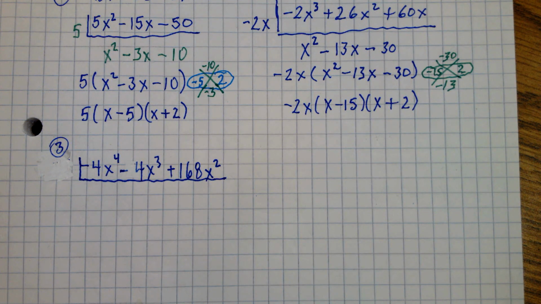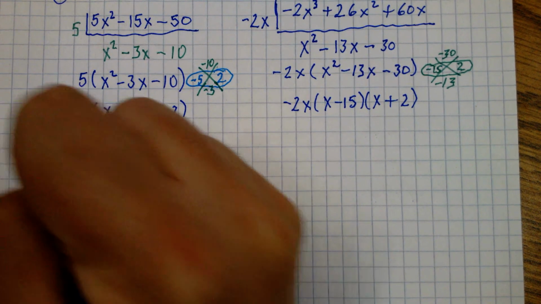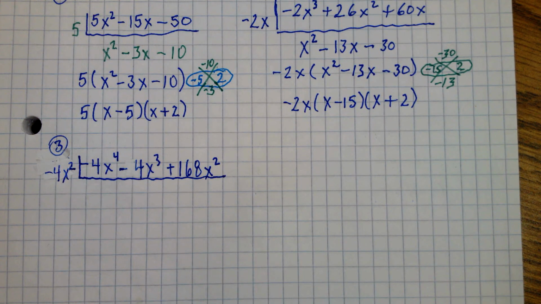What coefficient number comes out? Negative 4. Yes, 168 does divide by 4. X to the fourth, x to the third, x squared. What's the most x's I can take out? X squared. So we're taking out negative 4x squared. Okay, so let's divide that out of all of this.